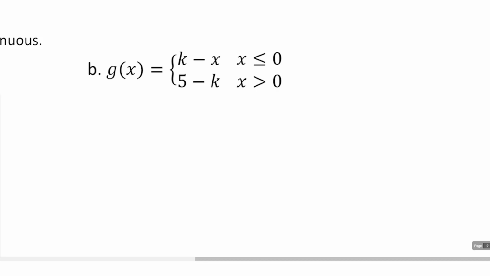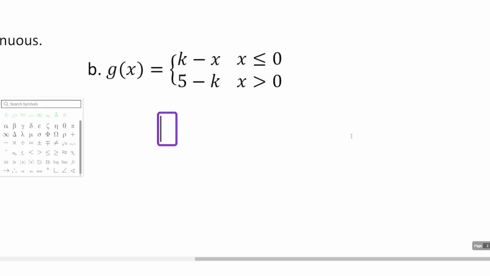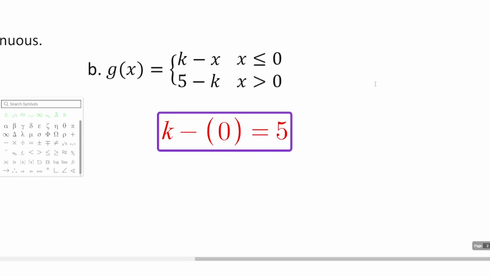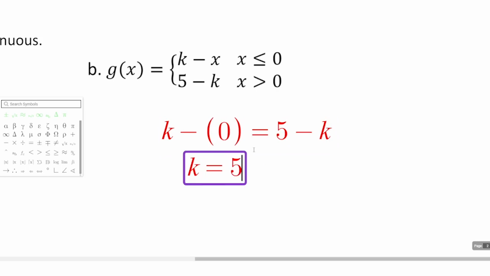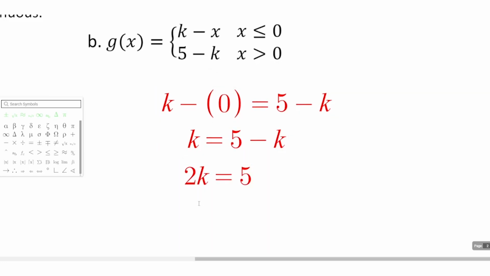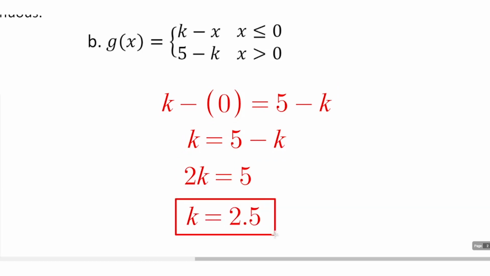Just like with part A, we want to set these two pieces equal to each other for when x is 0. So k minus 0 equals 5 minus k. And so we end up with k equals 5 minus k. Adding k to both sides gives me 2k equals 5. And then if we divide both sides by 2, we're going to get k equals 2.5, which is what we saw visually. It's nice when your algebraic answer matches up with your graphical answer. So yeah, there's 2b.